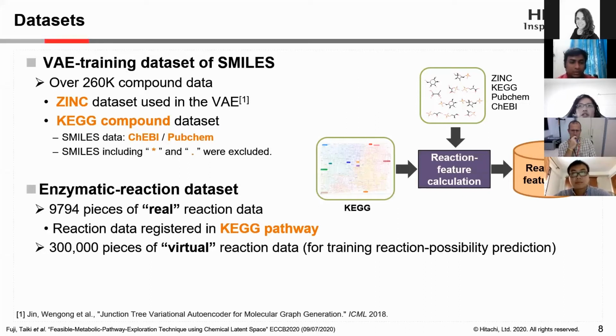The enzymatic reaction dataset for pathway design consists of about 10,000 pieces of reaction data acquired from KEGG pathway and 300,000 pieces of virtual reaction data for training reaction possibility prediction.